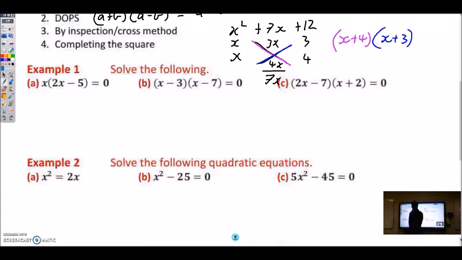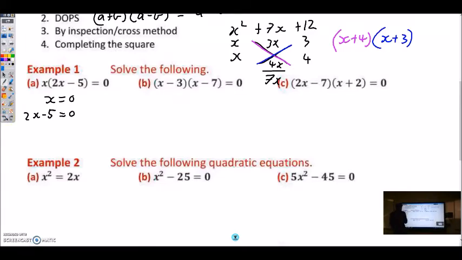So example 1. We look to solve each of the following for x. Here we have a multiplication where x could be considered to be your a term and 2x minus 5 is your b term. Okay, so it's x times 2x minus 5. Using the null factor law, we know that this means that either x is equal to 0 or 2x minus 5 is equal to 0. So one solution is given already. x is equal to 0.